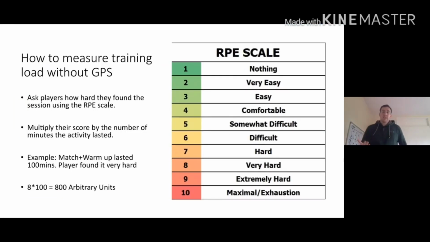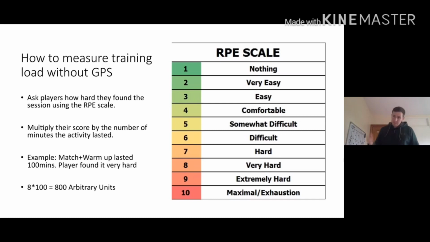One thing I've mentioned so far is training load, and I know that not a lot of club teams are going to have access to GPS systems. So one way around that for measuring training load is looking at internal training load. You might have seen this scale before. The RPE scale is basically how hard did you perceive the exercise to be. So it goes from 1 to 10.